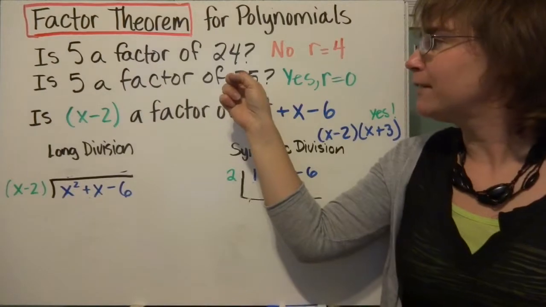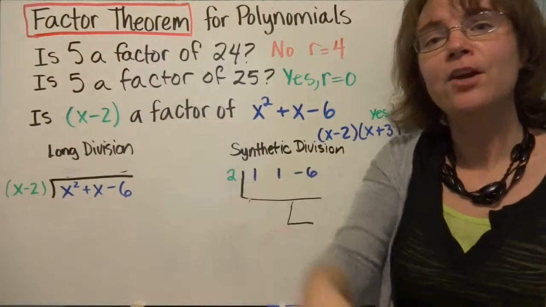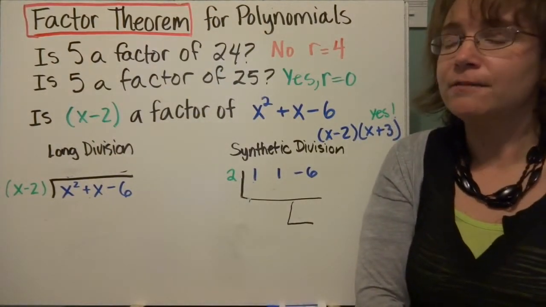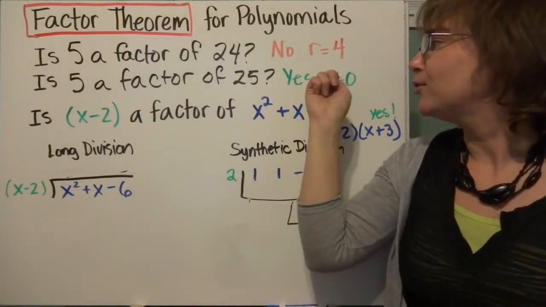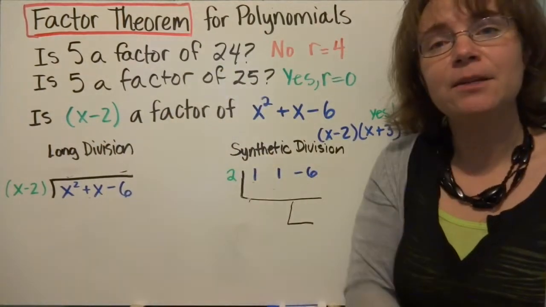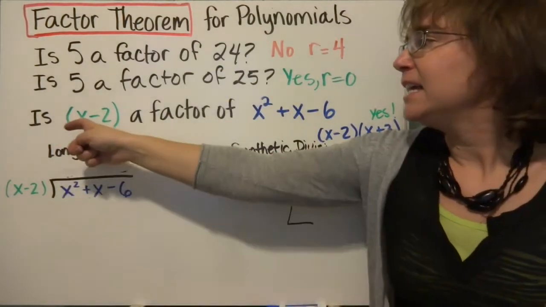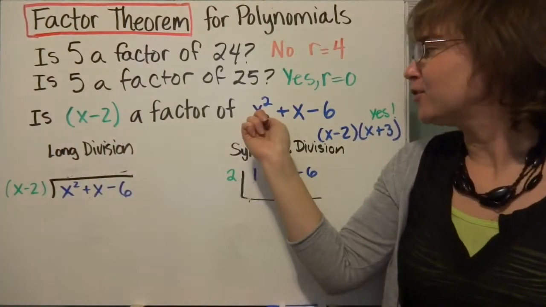So we know 5 cannot be a factor of 24. However, if we take 25 and we divide it by 5, we know that goes in evenly, goes in 5 times, and we get a remainder of 0. Now the same is going to be true of polynomials. Is x minus 2 a factor of this?